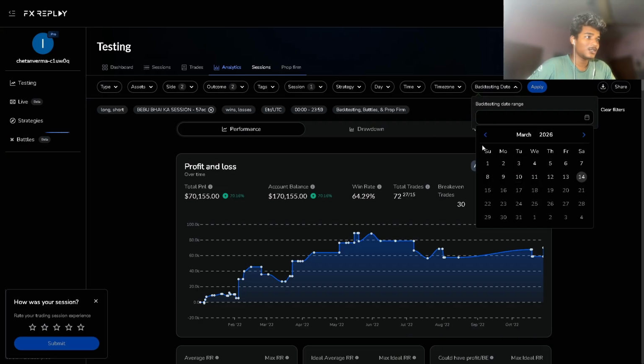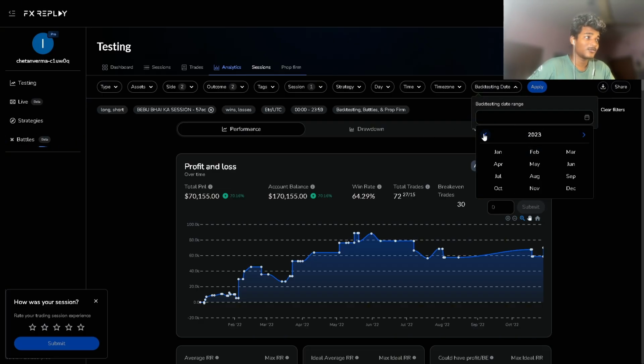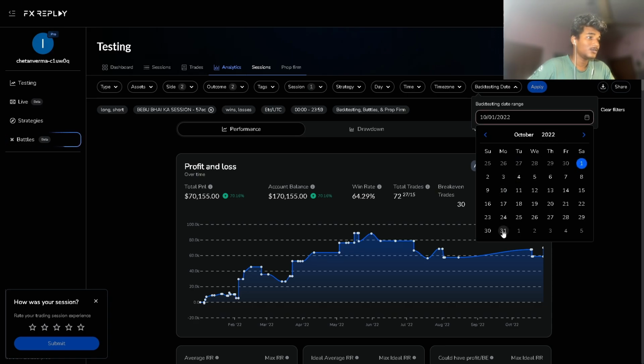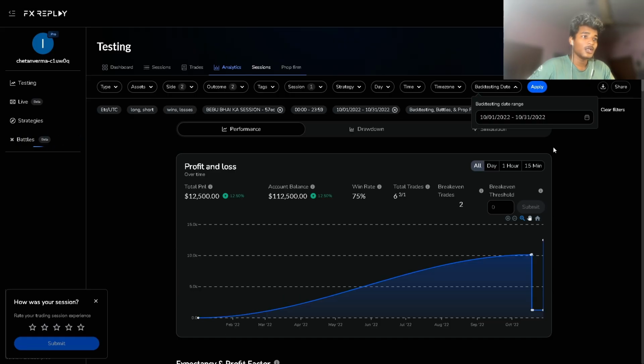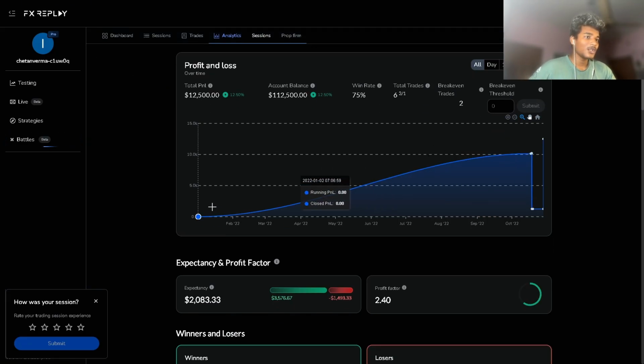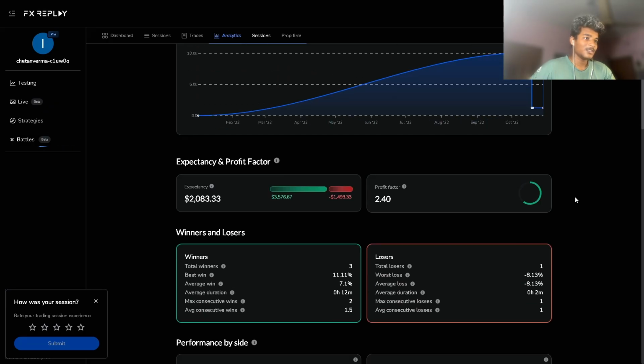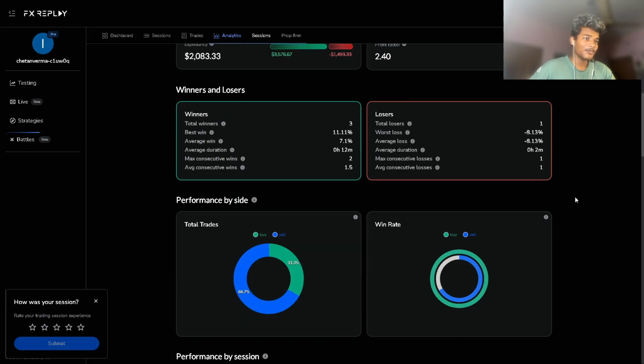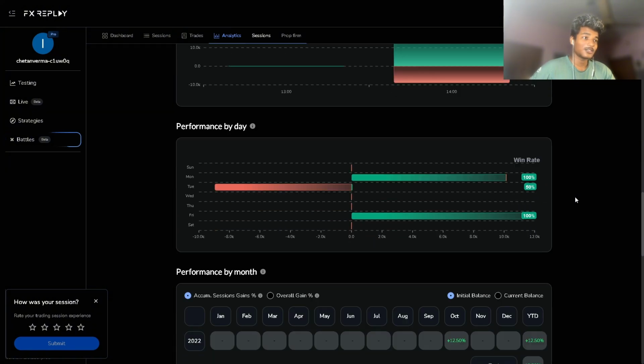So let's see the results of this month, October 2022, 1 to 31. So this month I am up 12%. I am up one trade because I risk $10,000 in my $100,000 account. So you can see first my graph was up, then a loss, and then a win. So let me see my trades of this month.